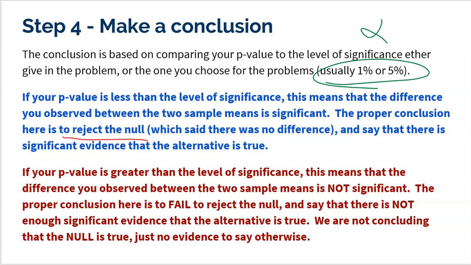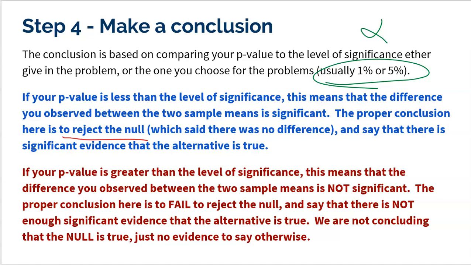So there is evidence of a difference. Now, if your p-value is greater than the level of significance, then this means that the difference you observed between the two sample means is not significant. And that means that it was probably just due to chance. It really didn't mean anything at all.